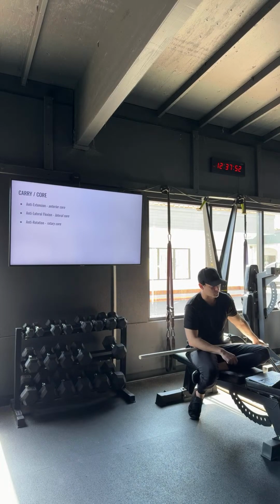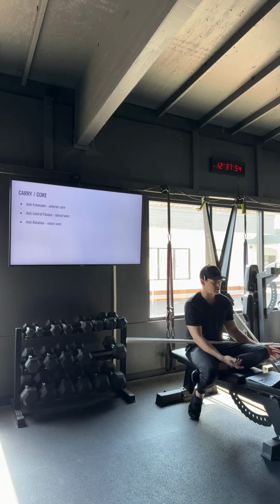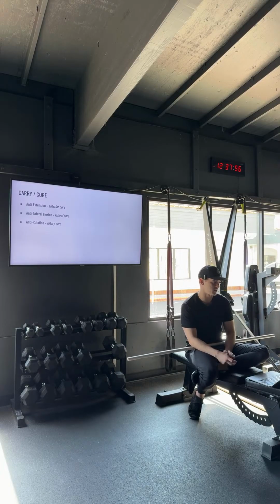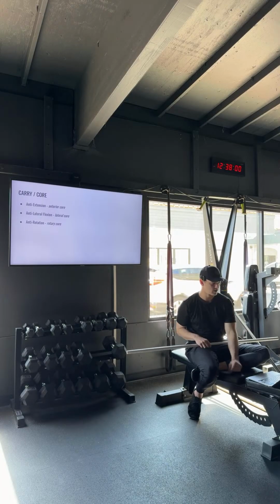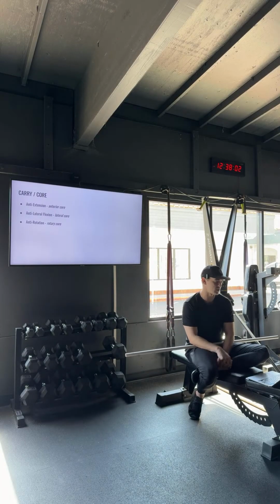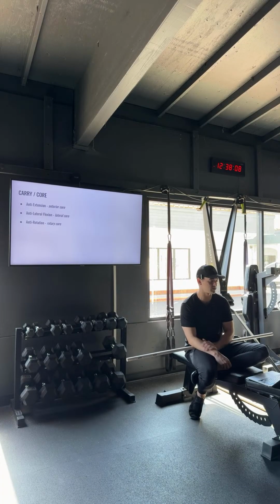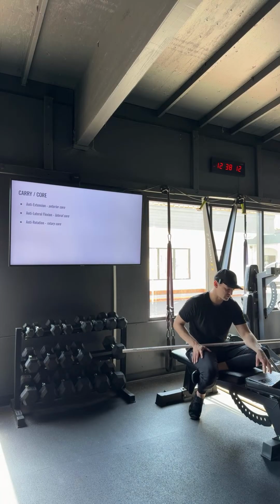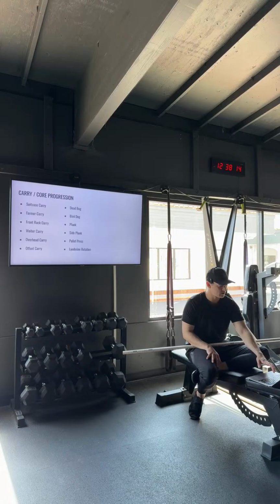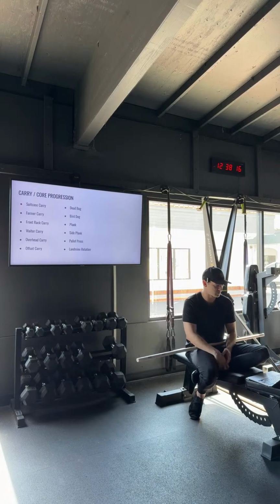Core, I break up core into three different categories because again, it makes it easy to build out in a three-day workout: anterior core, lateral core, and rotary core. Those fit the three movement planes as well: sagittal, frontal, transverse. You can actually move in it, or you can resist the movement in those planes. That's the anti. Otherwise, you're doing rotation, flexion, extension, all of that. And then these are the core progressions that I use.